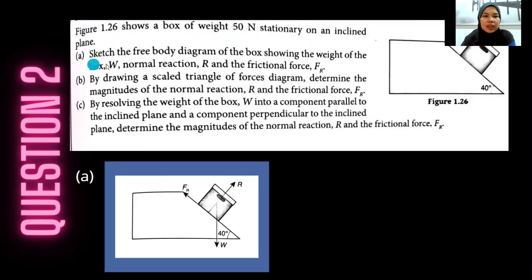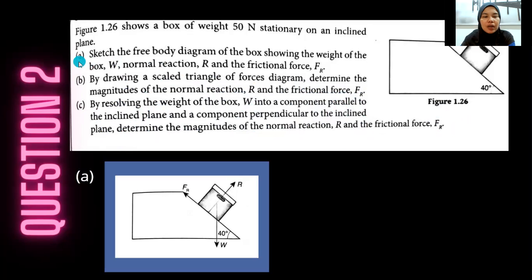Sketch the free body diagram of the box showing the weight of the box W, normal reaction and also frictional force. By drawing a scale triangle of force diagram, determine the magnitude of normal reaction R and frictional force by resolving the weight of the box W into component parallel to the inclined plane and component perpendicular to the inclined plane. Determine the magnitude of normal reaction, also frictional force Fr.